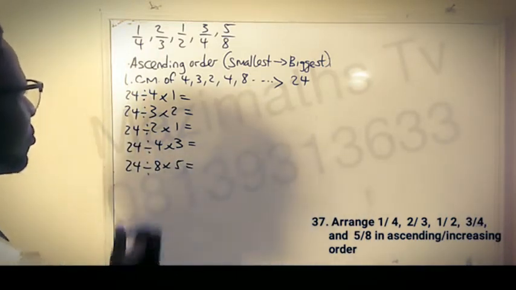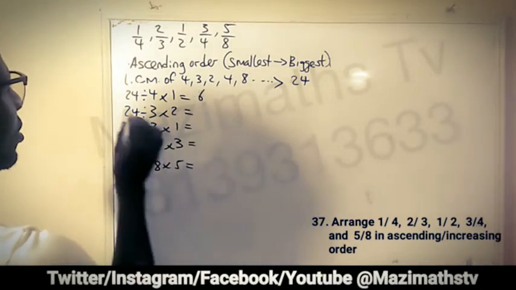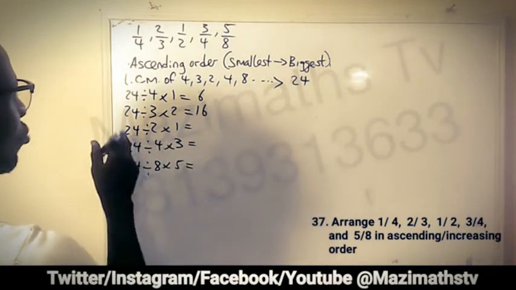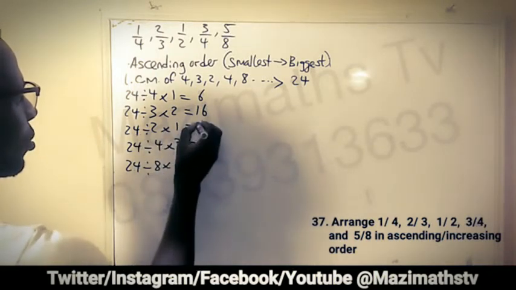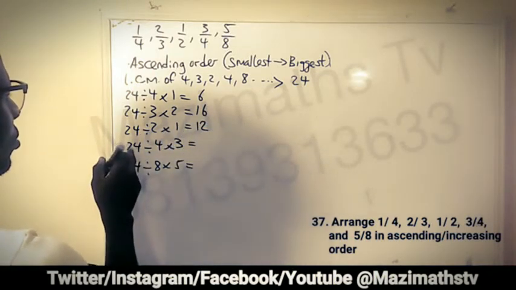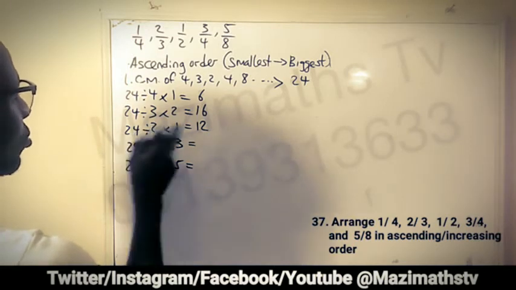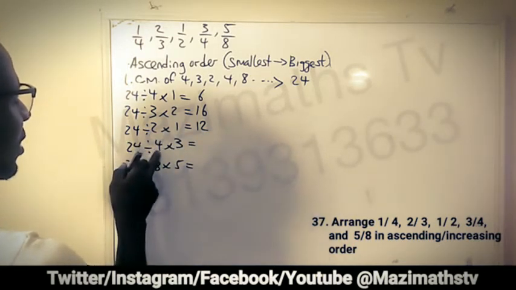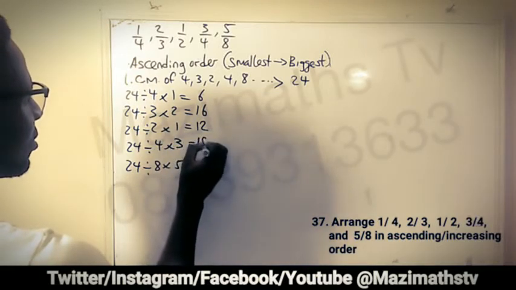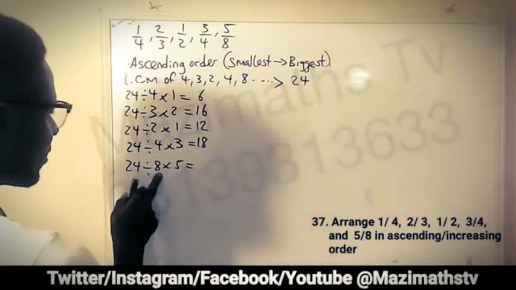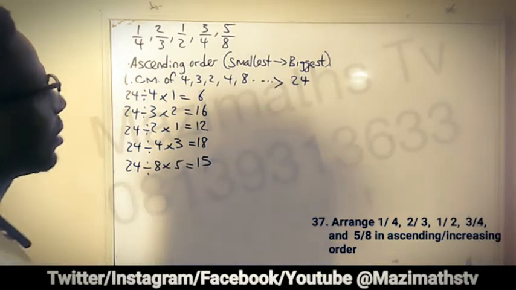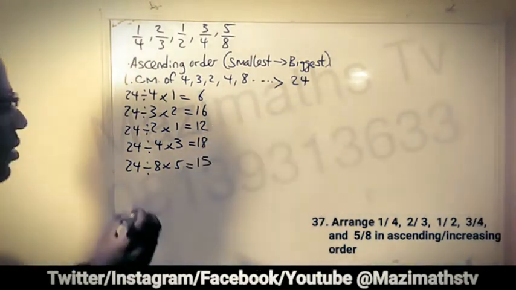24 divided by 4 is 6. 6 times 1, 6. 24 divided by 3, that is 8. 8 times 2, that's 16. 24 divided by 4, that is 12. 12 times 1, 12. 24 divided by 2, that is 12. 12 times 1, 12. And 24 divided by 4 is 6. 6 times 3, that is 18. 24 divided by 8, that is 3. 3 times 5, 15.